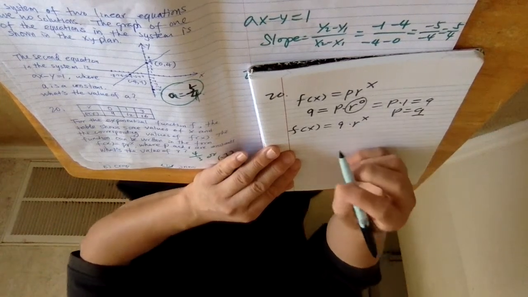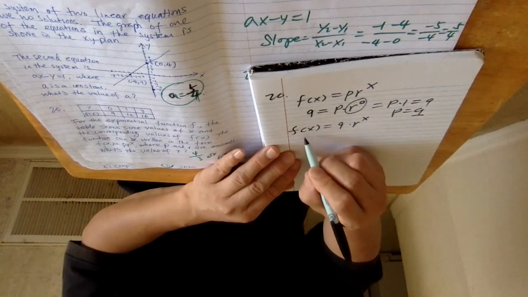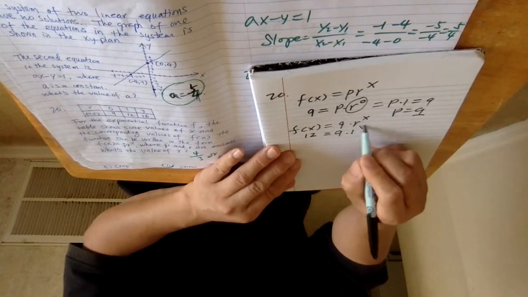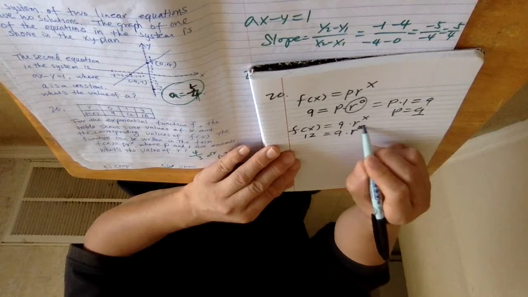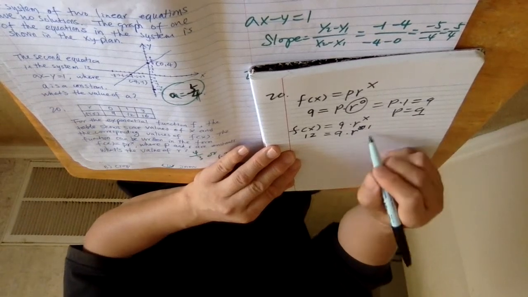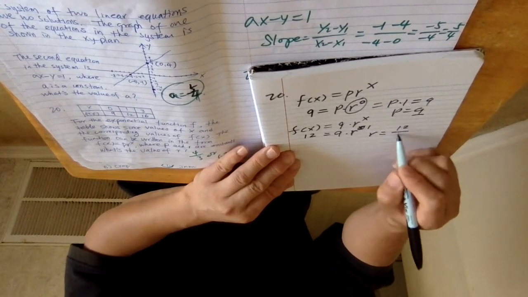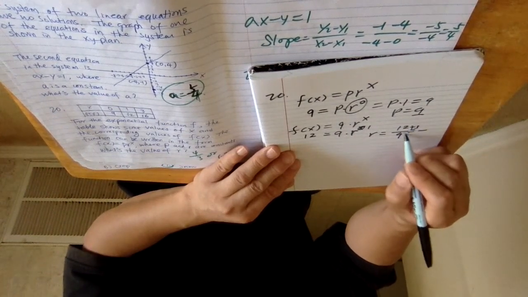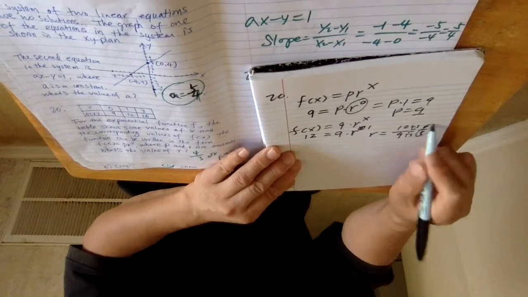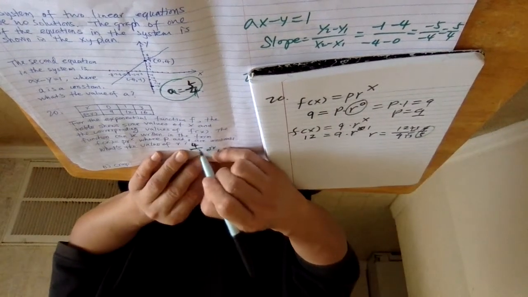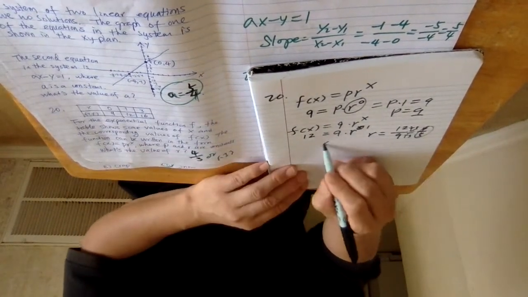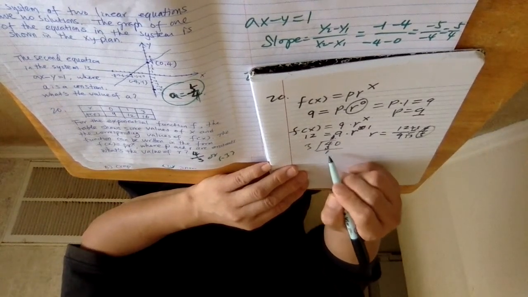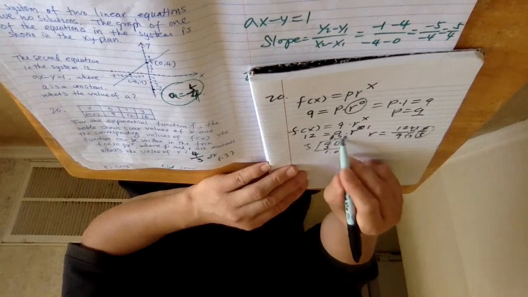Now we're going to put the second ordered pair in. So 12 equals 9 times r to the 1. So r equals 12 divided by 9, divided by 3 on both numbers. So 4 over 3. If you're changing to decimals, 4 divided by 3 is 1.3, remainder 3, so 1.33.